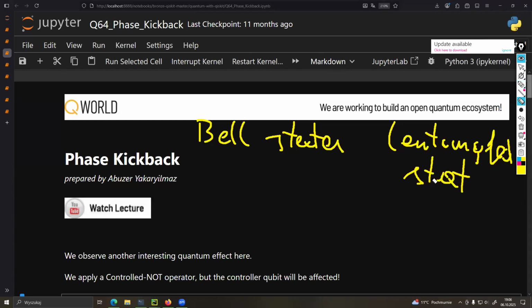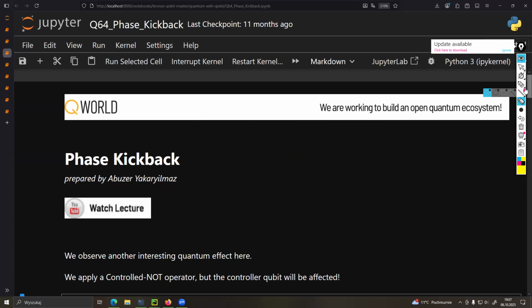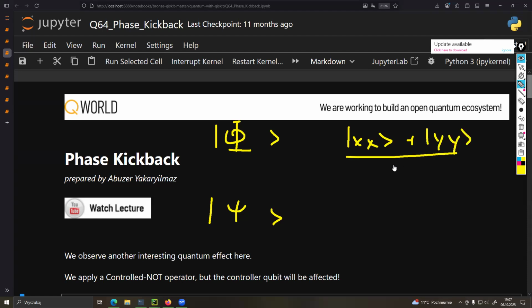You can look up the names on the internet, but for short, you have the capital Phi states and you have the capital Xi states. What they mean is that there are four of them, four unique combinations. So what I can have is that both qubits are the same, plus 1 over square root of 2.